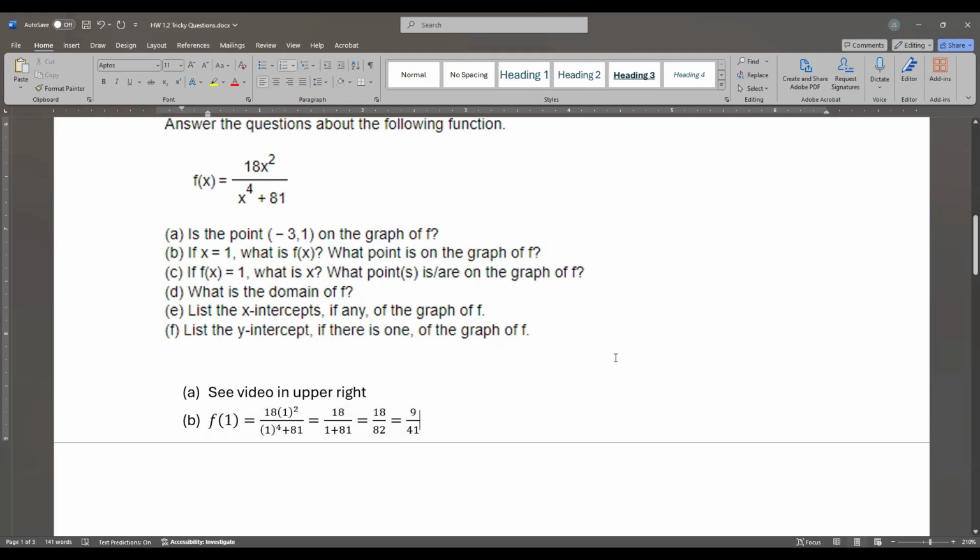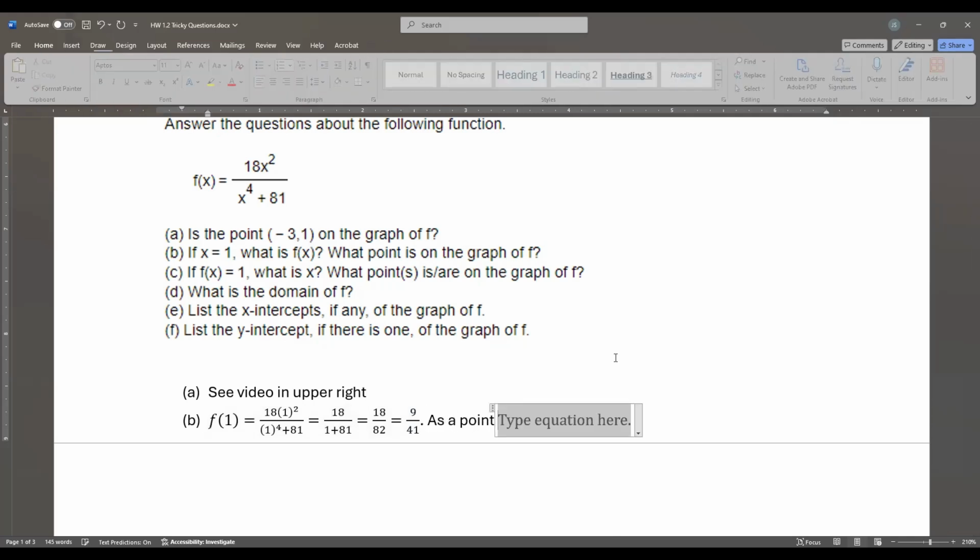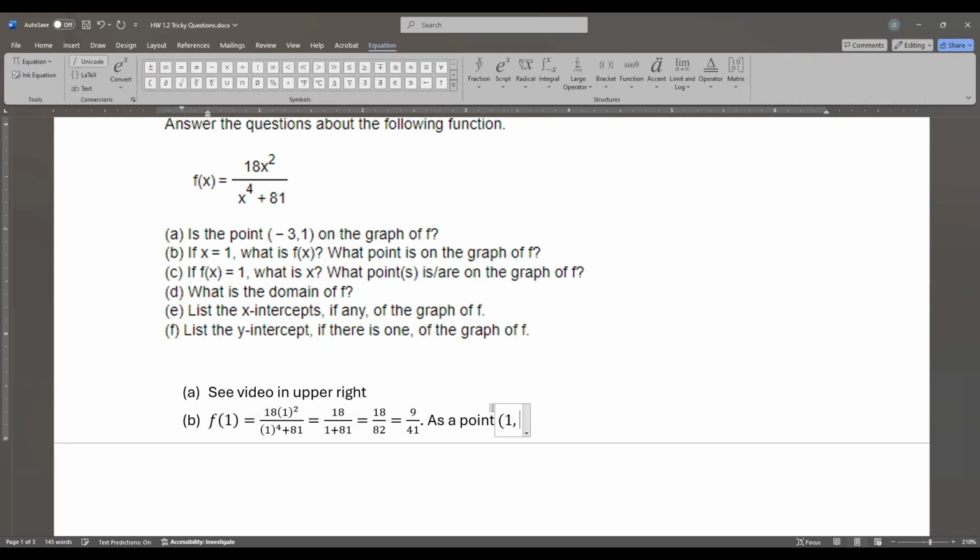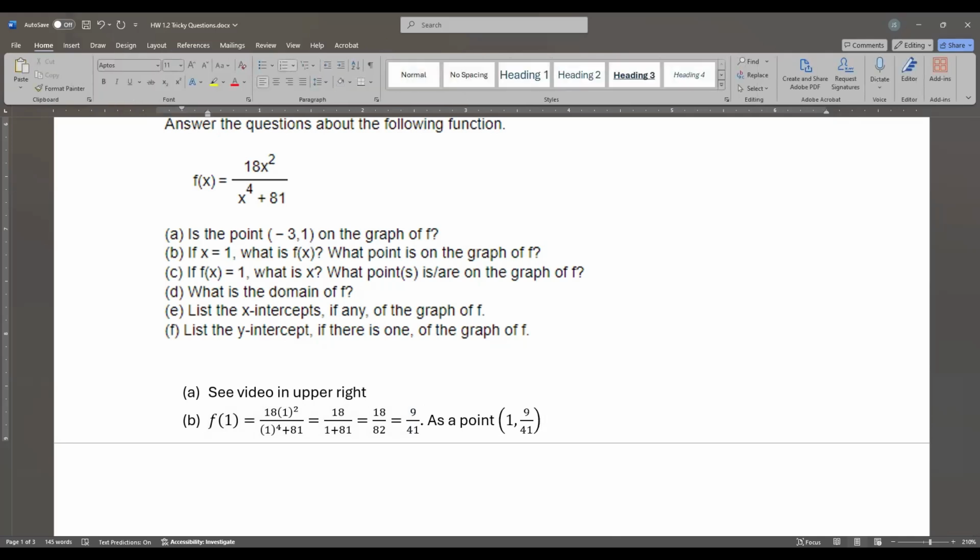The way that I would express this as a point would be if I plug in 1, I receive out 9 over 41. So this is what it looks like as a coordinate pair.